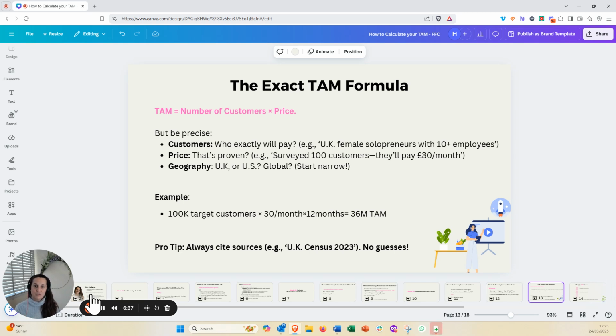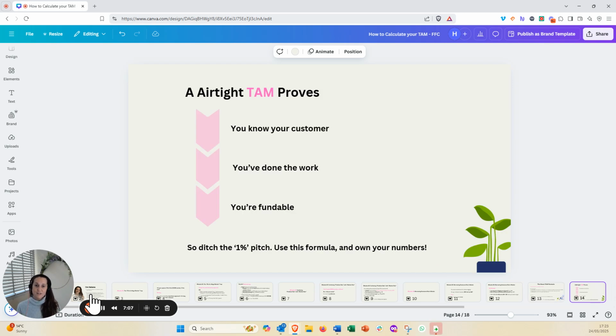Have you surveyed 100 customers? Have they said that they're willing to pay £30 a month? And then make sure you narrow it to the specific geography that you're targeting. So for example, 100,000 target customers paying £30 a month over 12 months equals 36 million TAM. It's always important to know your sources and to make sure that you've done your research so that you can rely on your TAM and know that it's airtight. This really proves that you know your customer, you've done the work, and you're fundable. So ditch the 1% or the 5% slice and use this formula with your own research and your own data.